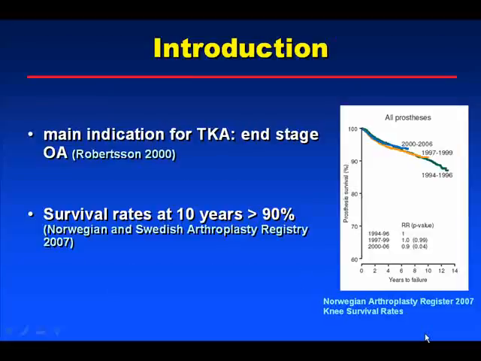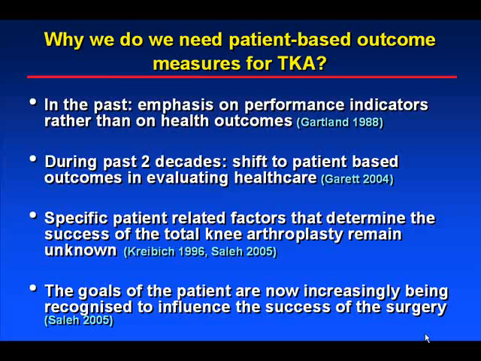Arthroplasty is a well-established procedure with higher survival rates, as outlined by most of the joint registries worldwide. However, we as surgeons tend to concentrate on reporting performance indicators rather than health outcomes. Now, public health has recognized that problem and is shifting towards patient-performed outcomes over the last 2 decades. Of interest is that specific patient-related factors that determine the success of total knee arthroplasties mainly remain unknown until today.